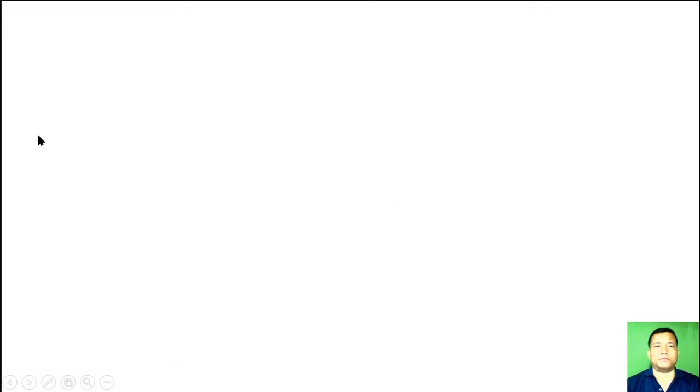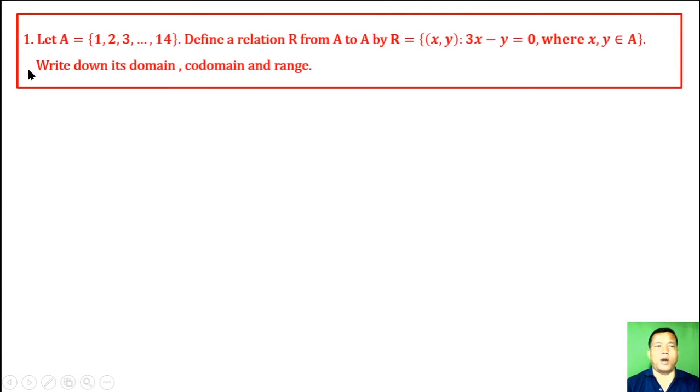Exercise 2.2. Question 1. Let A consist of 1, 2, 3, 4 up to 14. Define a relation R from A to A by R consists of the ordered pairs (x, y) such that 3x minus y equal to 0, where x, y belongs to A. Write down its domain, codomain and range.